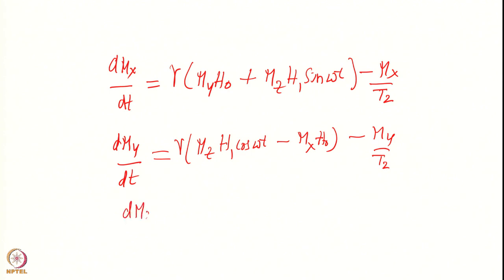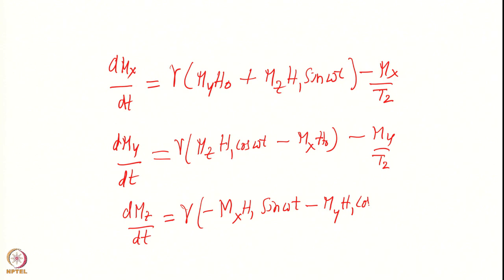Now, what about the z component? dmz by dt is given by gamma times minus mx H1 sin omega t minus my H1 cosine omega t, minus (mz minus m0) divided by T1. So, the first part has the transverse components, and the last relaxation part is dependent on the T1 relaxation time. Mz is the magnetization at any point in time, m0 is the equilibrium magnetization. Depending upon the deviation of mz from m0, a relaxation will go on, and the magnetization mz is going to change. So, these are the Bloch equations in the so called laboratory frame.